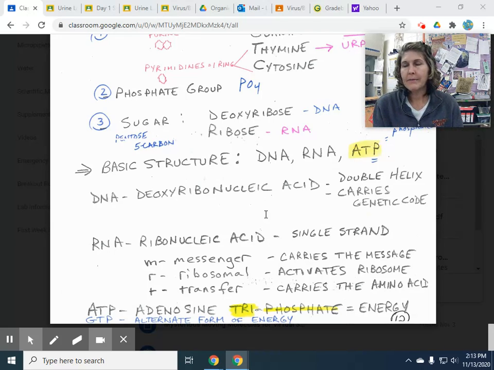Transfer RNA, I think of him as like a little taxi cab. He carries your amino acids to the ribosome, attaches them to the messenger RNA strand so that they can match up together so that we're able to make the protein that we need.